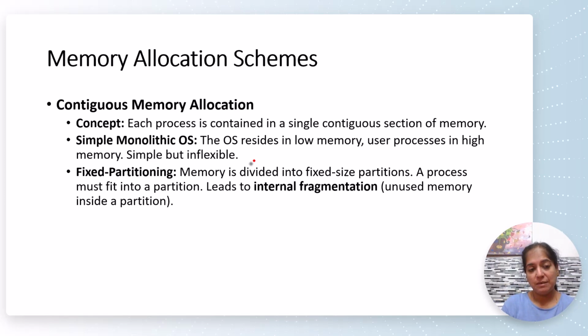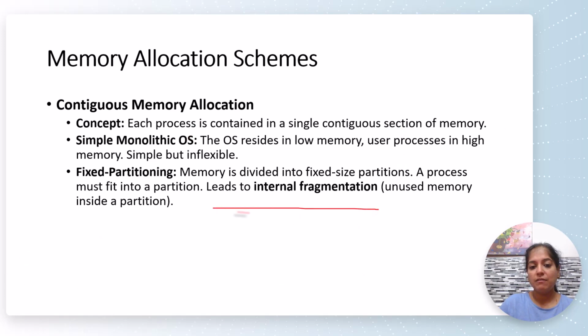Now, memory allocation schemes. When we are allocating memory to the processes, either we have contiguous memory or we have non-contiguous memory. Contiguous memory is where each process is contained in a single contiguous section of memory.